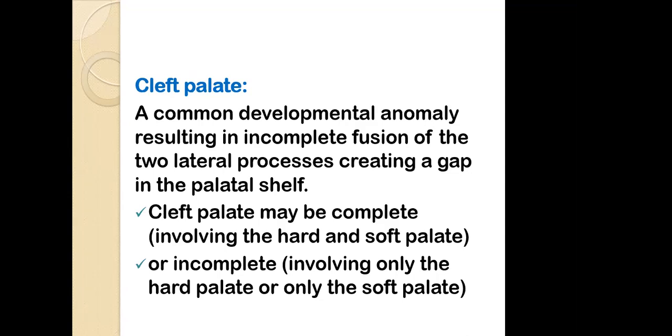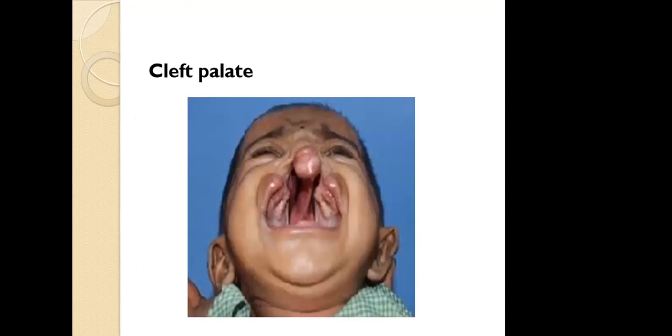Okay, in the palate, there can be some defects, like the cleft palate, which results from incomplete fusion of the two lateral processes, creating a gap in the palate. The cleft palate may be complete, involving the hard and soft palate, or incomplete, involving only the hard palate or only the soft palate. I told you that, for example, the uvula sometimes has a cleft that doesn't extend beyond that.